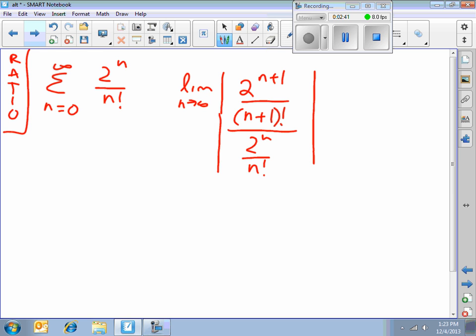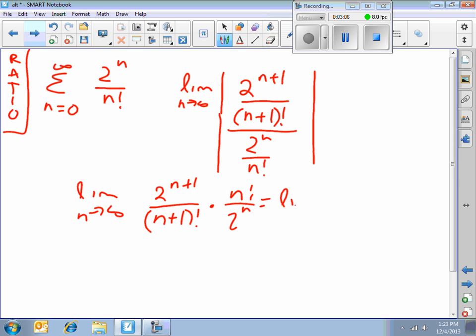So this is why a couple weeks ago we did that practice on the bell work, because the first thing I need to do is simplify this. So we have the limit as n approaches infinity. Dividing by a fraction is the same as multiplying by the reciprocal. So this is 2 to the n plus 1 over n plus 1 factorial times n factorial over 2 to the n. You may recall from our bell work when we rewrote 2 to the n plus 1 as 2 to the n times 2: with the same base, you add the exponents. We're just going backwards there.